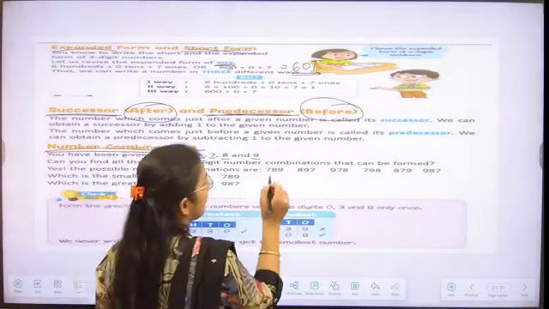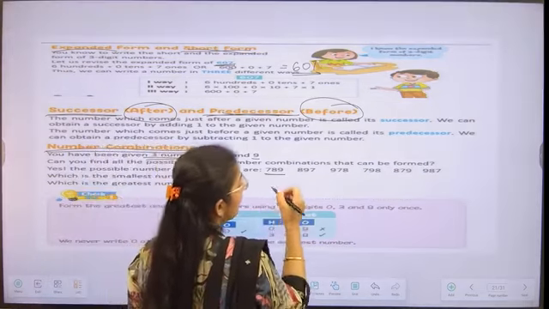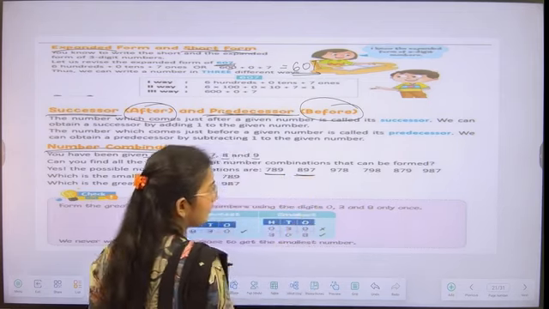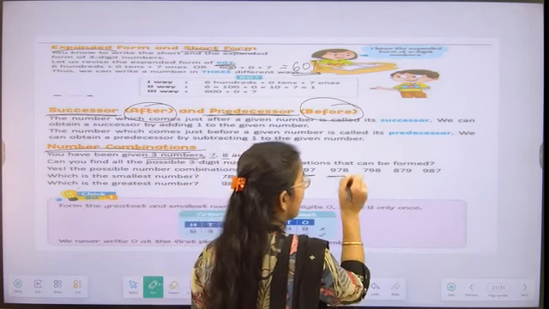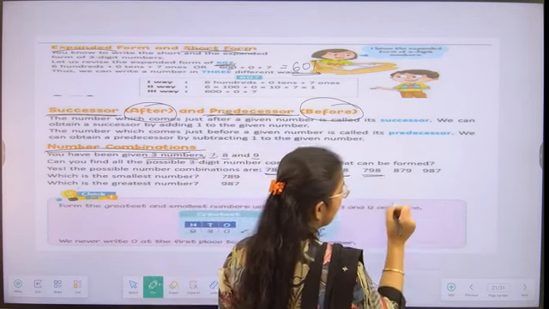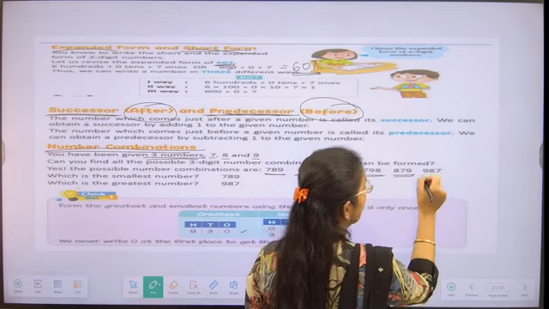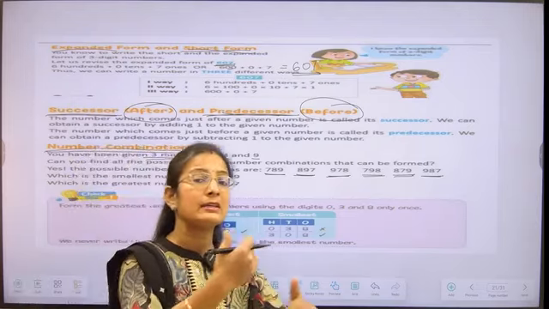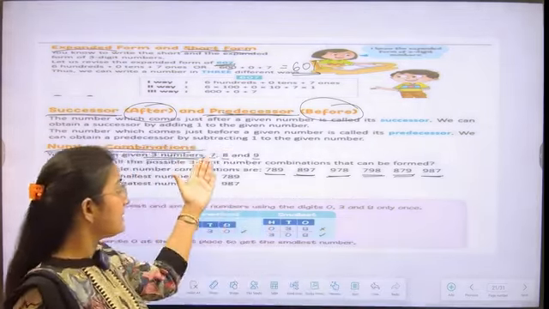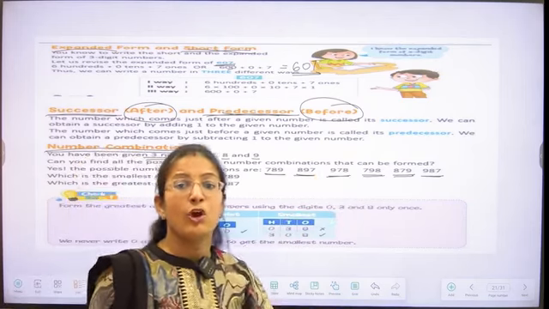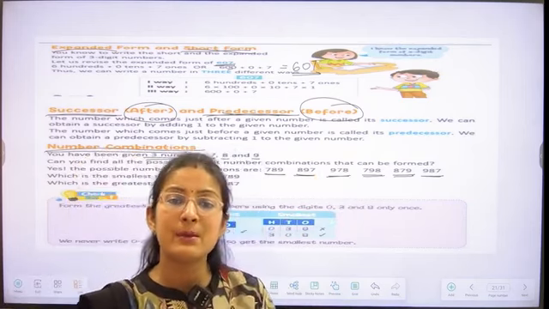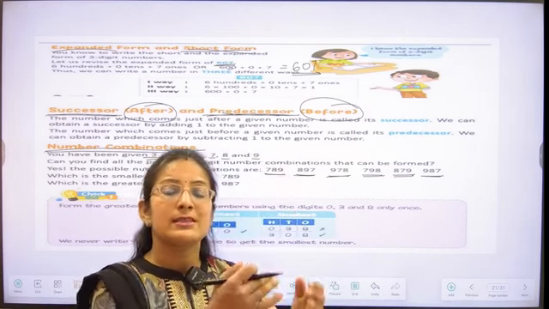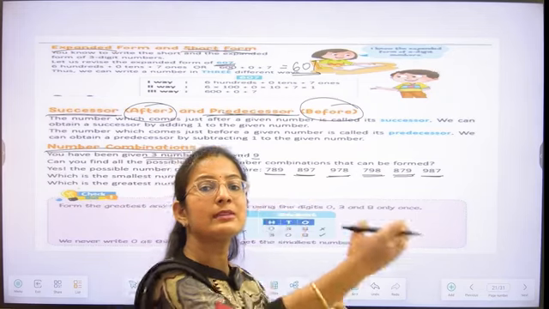Let's see, we can form 789. Now, interchanging the digits of 789, we get 897, then 978, 798, 879, 987. So what we did here is interchange the places of these three digits 7, 8 and 9 to form different numbers, students. With these numbers, we can also form the smallest number and the greatest number.